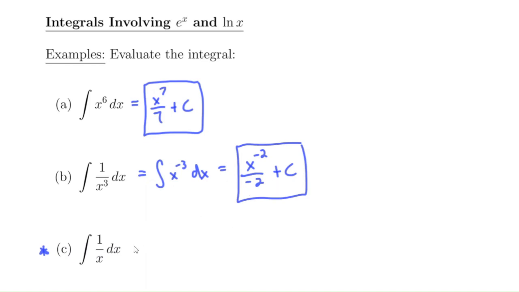In fact, the whole point of doing this is because I want to ask about part C here. What is the integral of 1 over x? Now, notice we could write 1 over x as x to the negative 1 power. But what if we tried to use the power rule here? What would the power rule say? Well, wouldn't it say x to the 0 over 0 plus c? Well, that doesn't make sense. You can't divide by 0. So this is not correct.